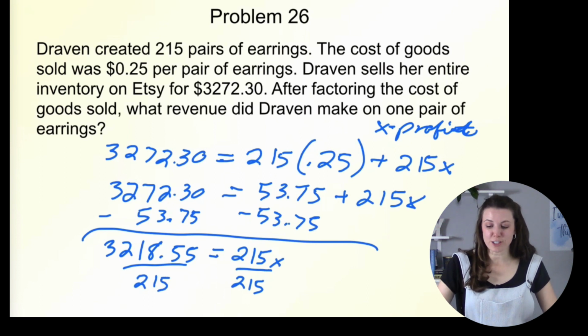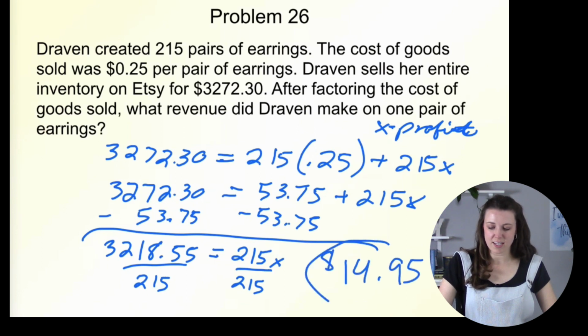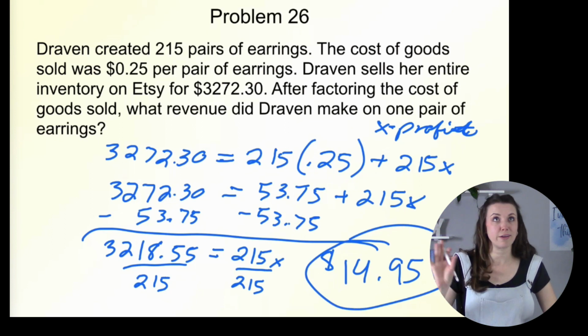So the profit she is making per earring, or per set of earrings rather, is $14.95. Sounds like an excellent profit for earrings that cost 25 cents to make. Draven, I don't know what you're doing to make such a good profit, but way to go.